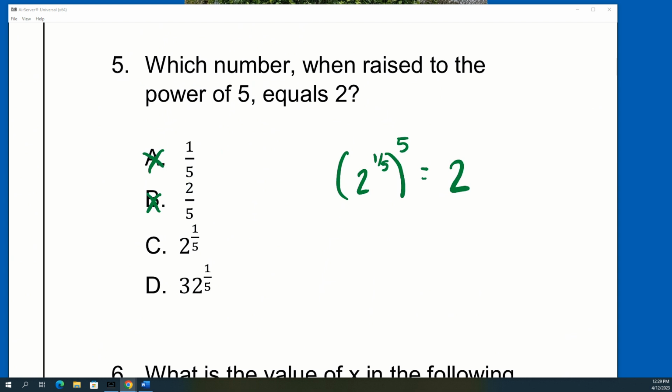Now, we talked about these rules for exponents. You may or may not remember the rules. But when you have a power raised to a power, what do you do with them? They cancel because you multiply. Good. You multiply those together, it basically gives you 2 to the 1st power or just 2. So that is the answer choice.